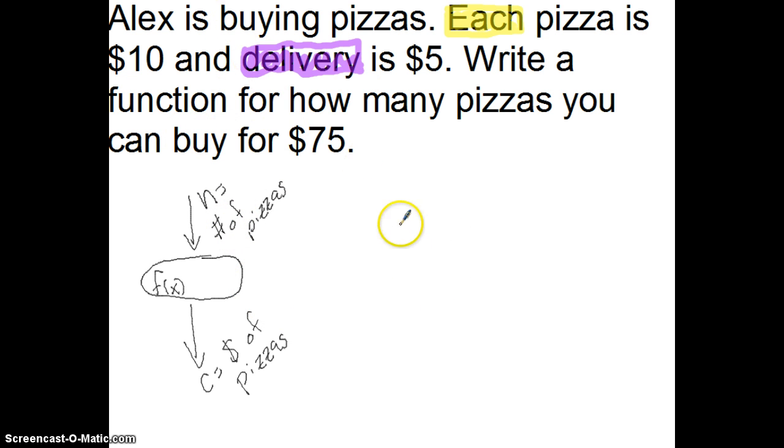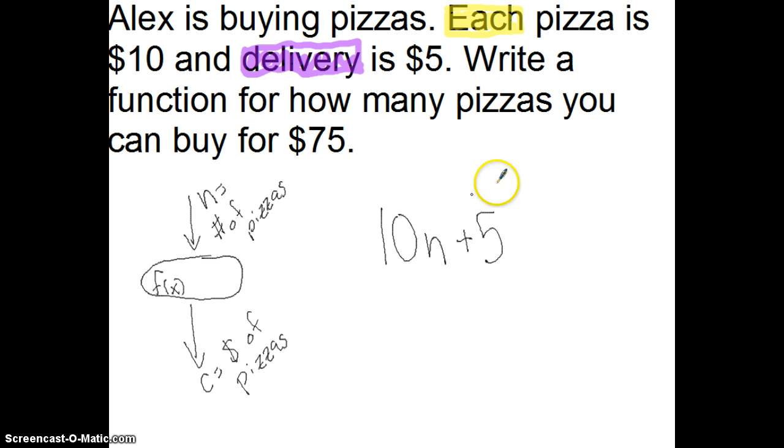It's going to be $10 per pizza, so $10 times the number of pizzas. So for example, how much would 2 pizzas cost? Well, that would be 10 times 2, which is $20, because each pizza is $10. And then 3 pizzas would be $30, 10 times 3. And then plus the delivery cost. So 10 times the number of pizzas plus the delivery cost.